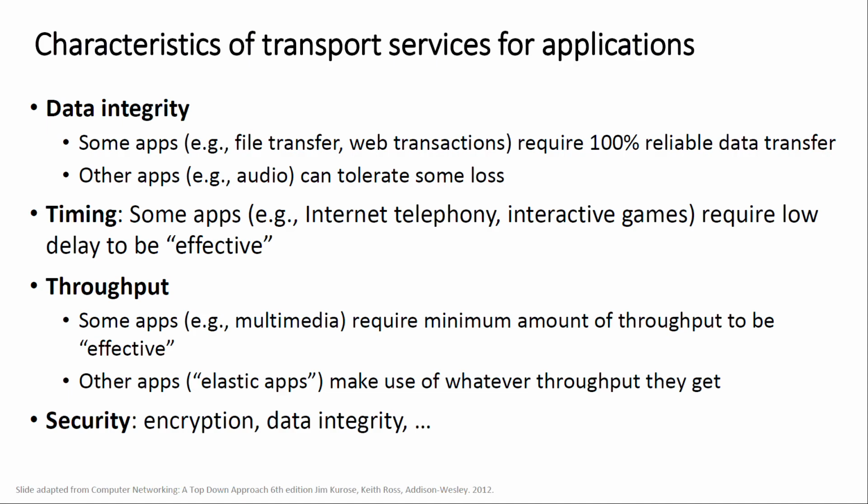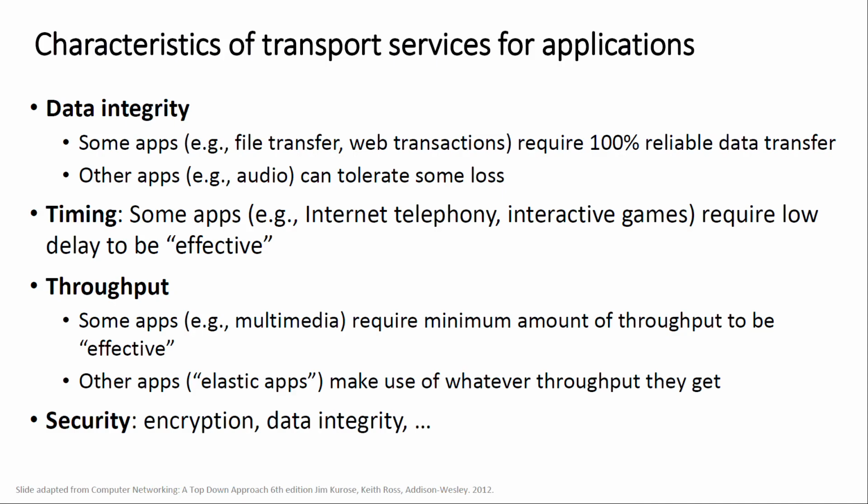So there are four characteristics of transport services for applications. They are called data integrity, timing, throughput, and security. We already talked about data integrity because we spent more than a week on cryptographic hash functions, so we already know about this topic. Some applications, for example file transfer or web transactions, require 100% reliable data transfers. So you can provide this with data integrity. And some other applications like streaming audio can tolerate some loss.